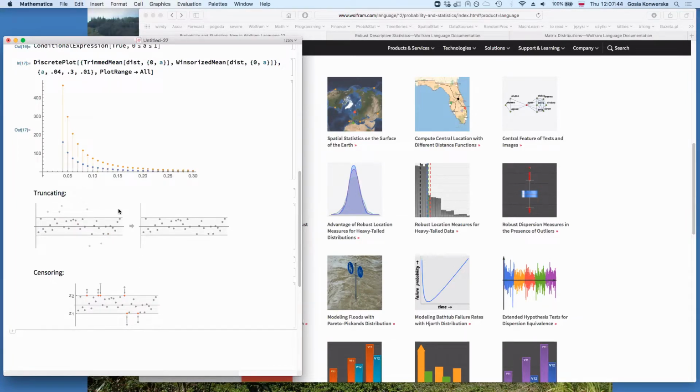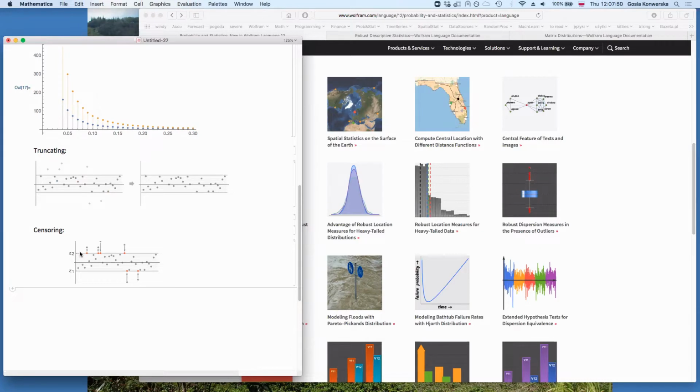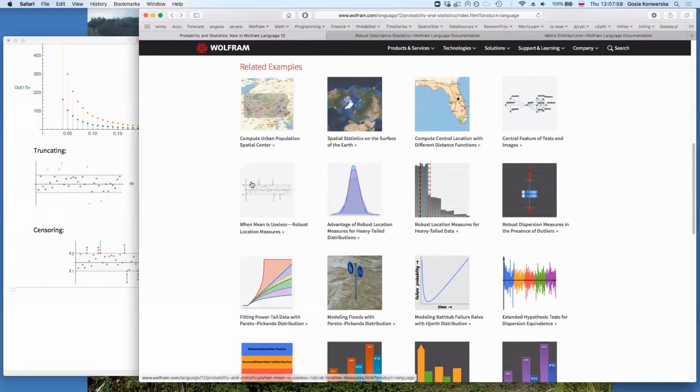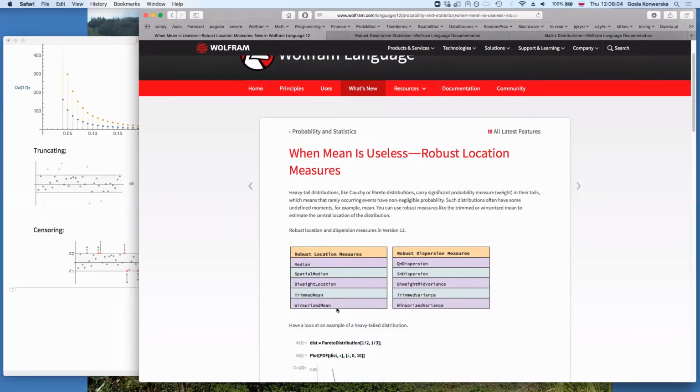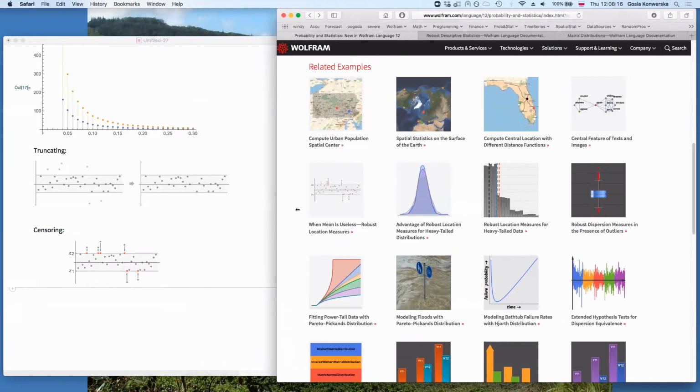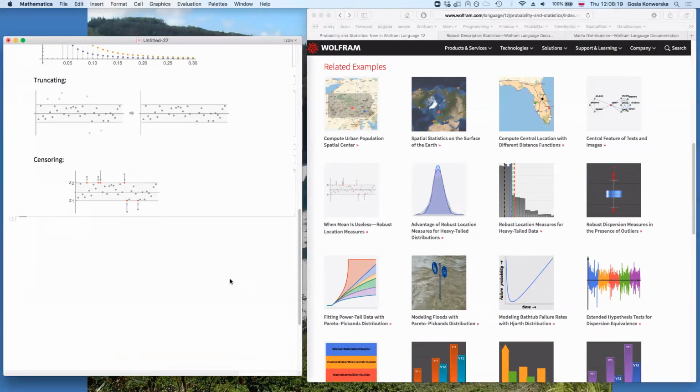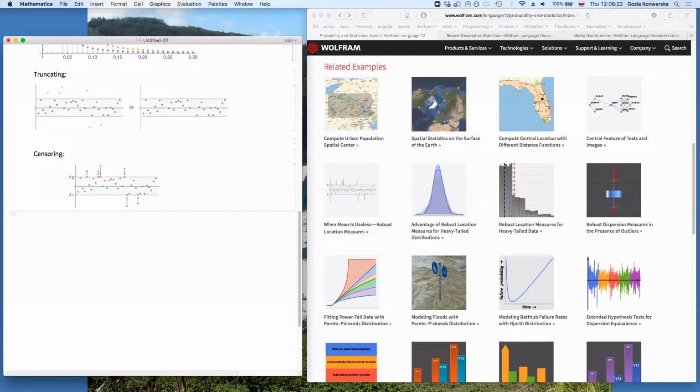So if we truncate, we basically discard everything that is outside of our threshold. And when we censor, we assume that all these values have the value on the boundary in this way. And this example also has a list of all our robust location measures and robust dispersion measures in here. Just like this. Okay. So that was why we need robust.